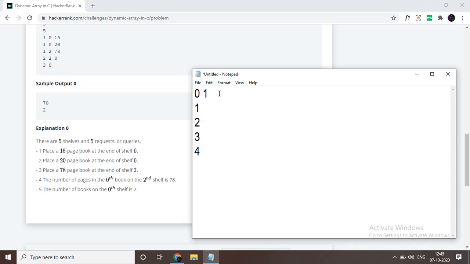That means one book I am going to print with 15 pages. Then again 1 0 20. That means I am going to place one book in shelf 0 with 20 pages. Then 1 2 17. That means I am going to put a book on shelf 2.